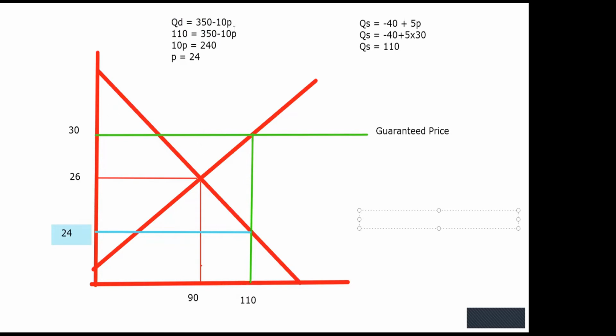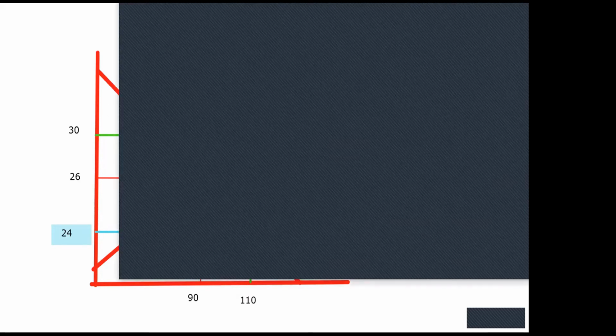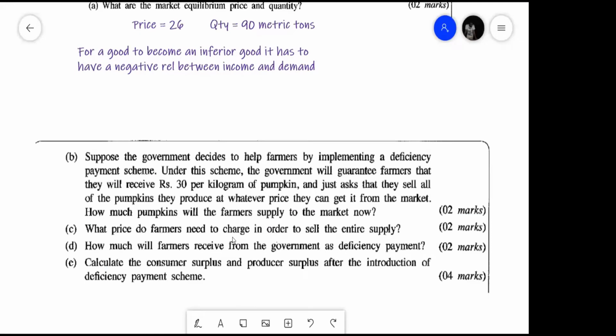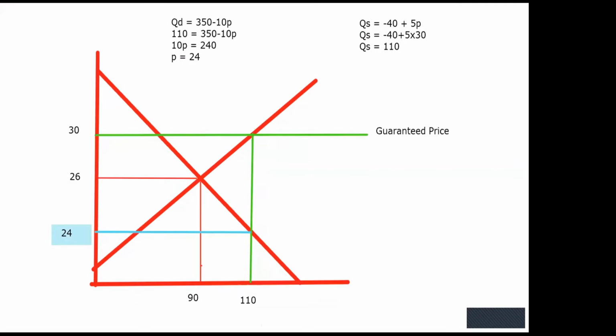Then the next part, this part is also done. Part D: how much will the farmers receive from the government as deficiency payment? This difference, right? They will receive per unit this much, 6 rupees, for 110 units. So the farmers will receive a total of 6 rupees per unit into 110 units, so you can say 660.